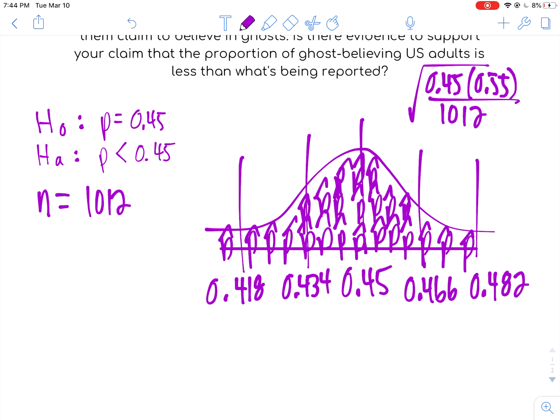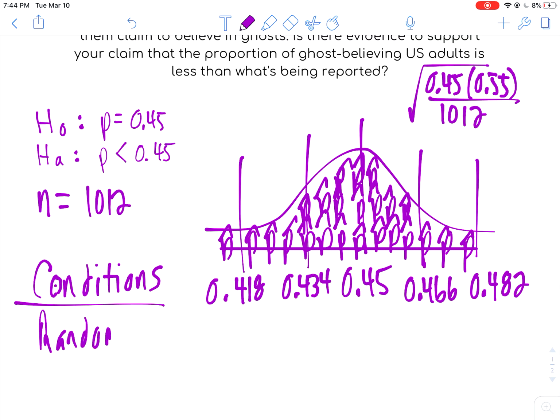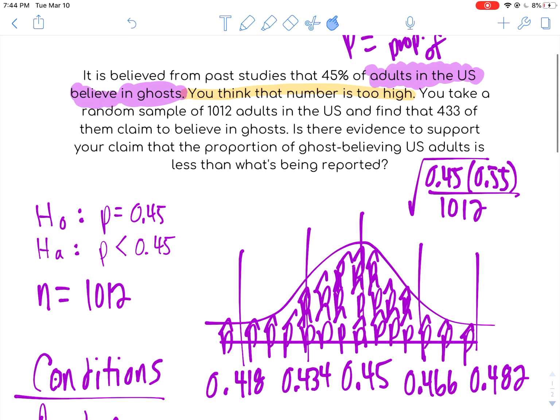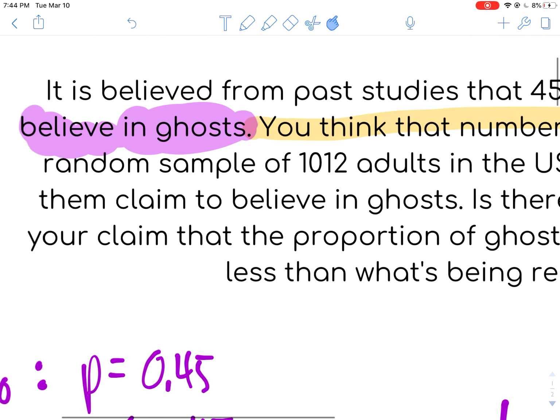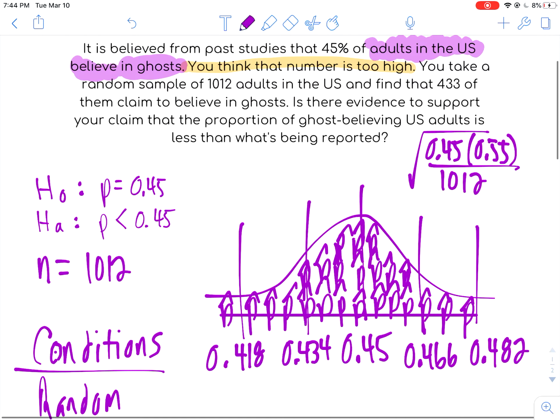Now, I made a dangerous assumption here. I assumed the sampling distribution was normal. That's why we use our conditions. We have to prove that it's going to be normal. So what are our conditions? Again, hopefully you learned this when you did sampling distributions. But if you want to know if a sampling distribution is normal based on a population, you want to make sure that it's a random sample. Is it? Looks like we did a random sample of 1,012.